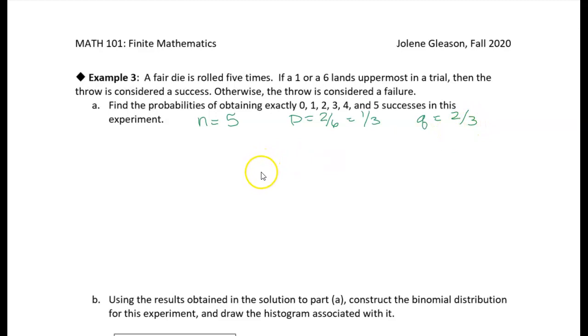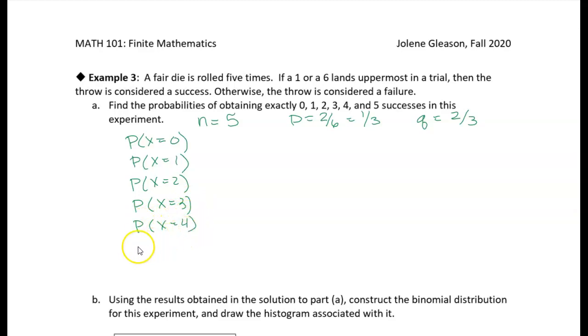All right, and then we're going to compute a binomial distribution. So essentially, we want all of the probabilities for all the possible outcomes. This takes a little bit of work. We want to calculate the probability that x is equal to 0, which would be you don't get any 1s or 6s. We want to look at the probability of 1 success, the probability of 2 successes, 3 successes and 4 successes and so on.